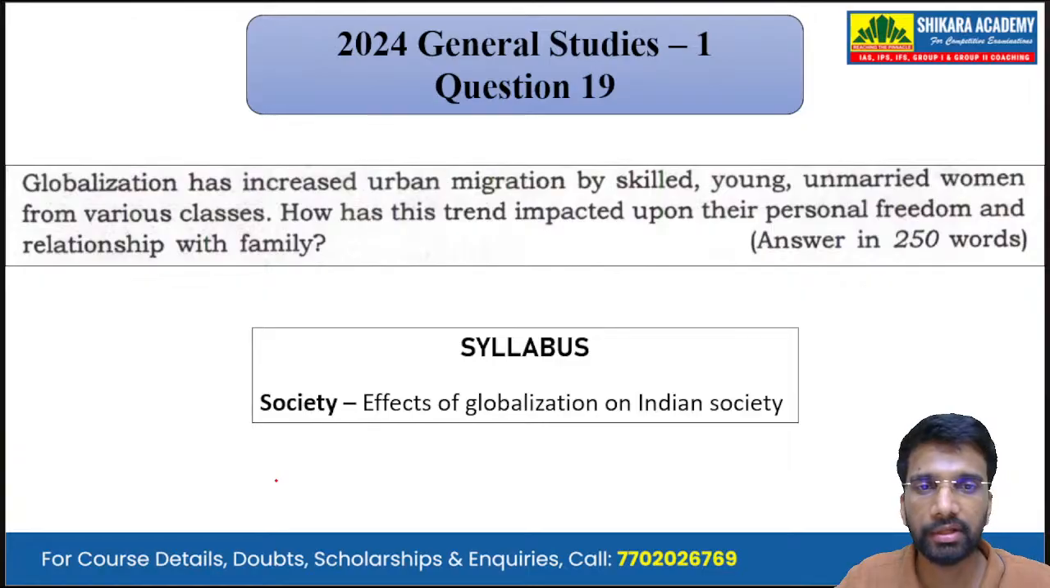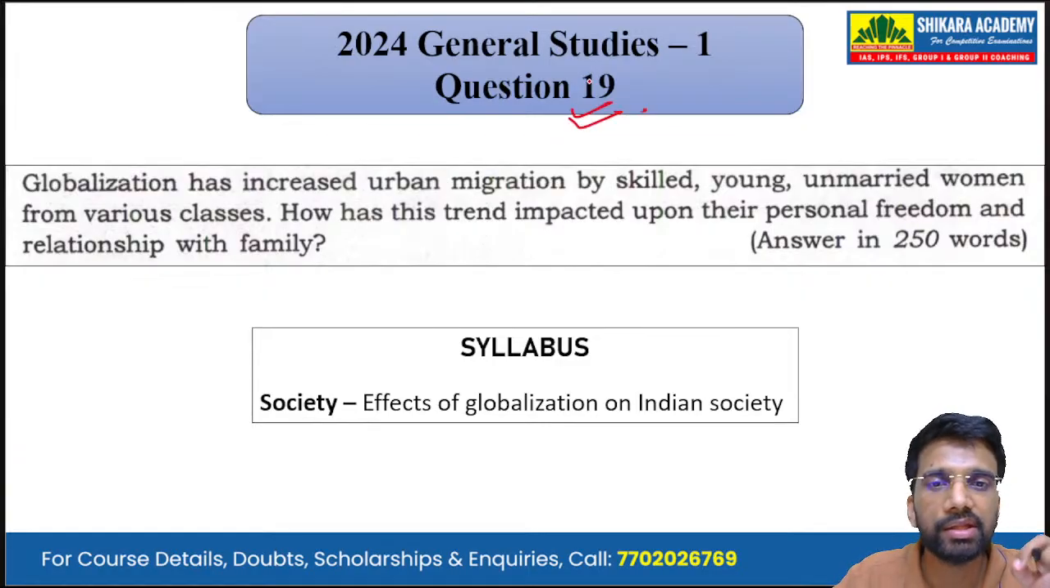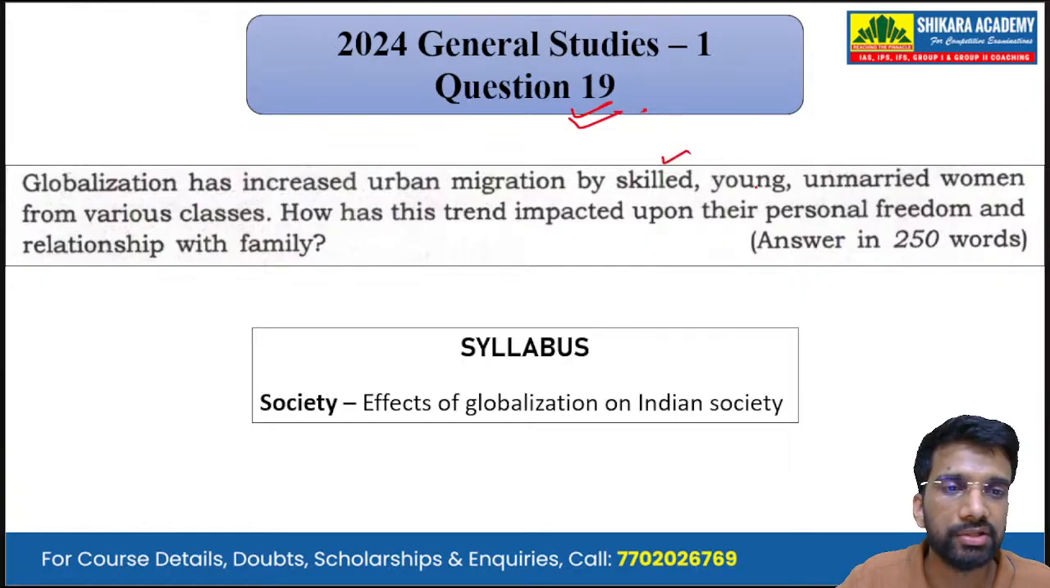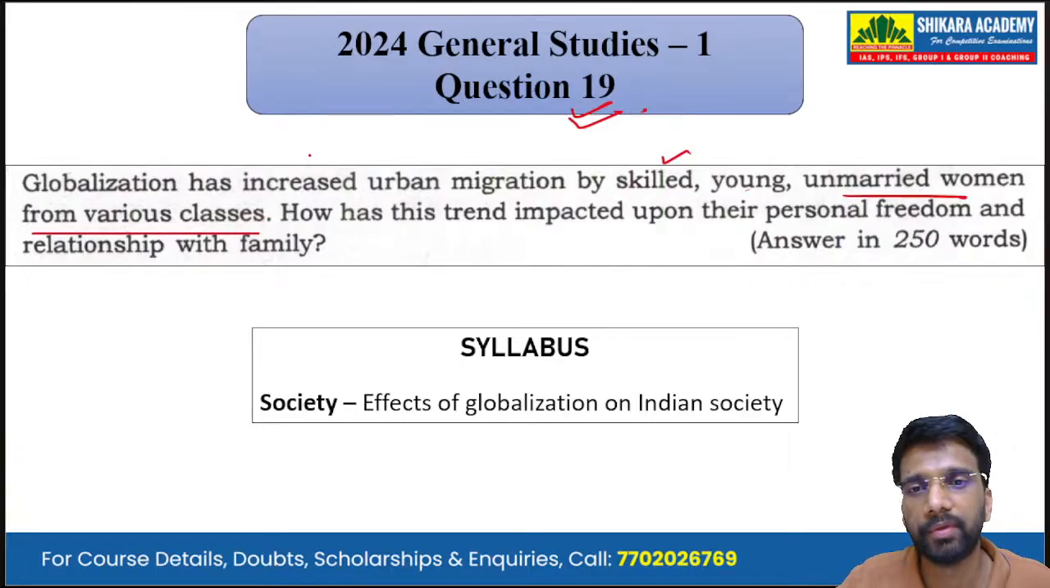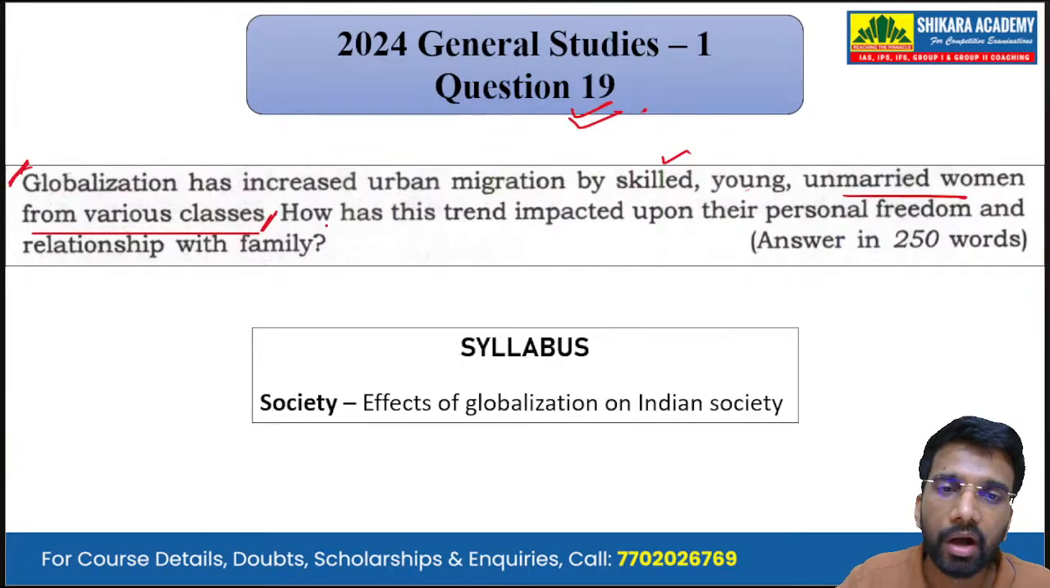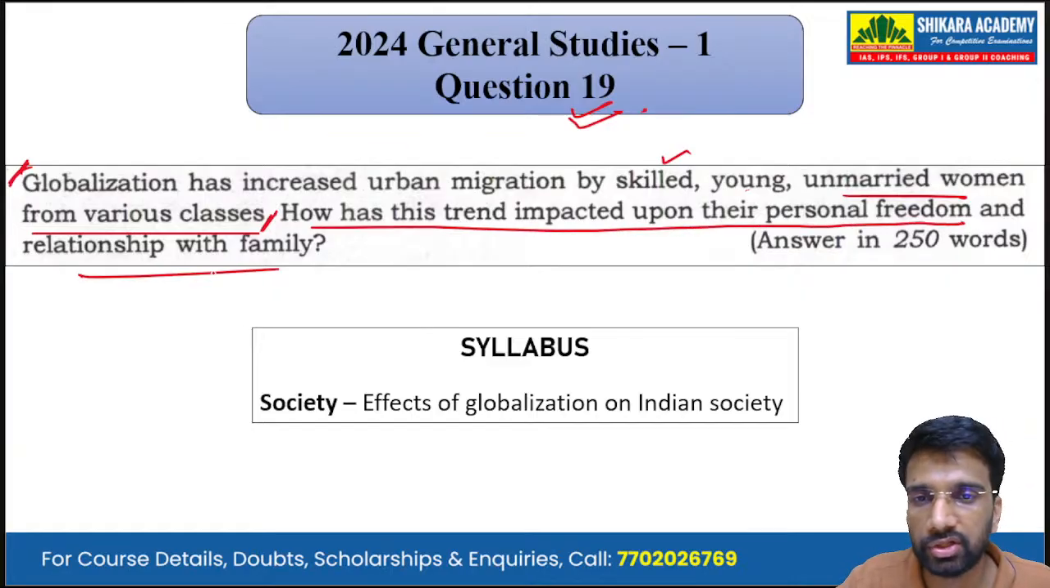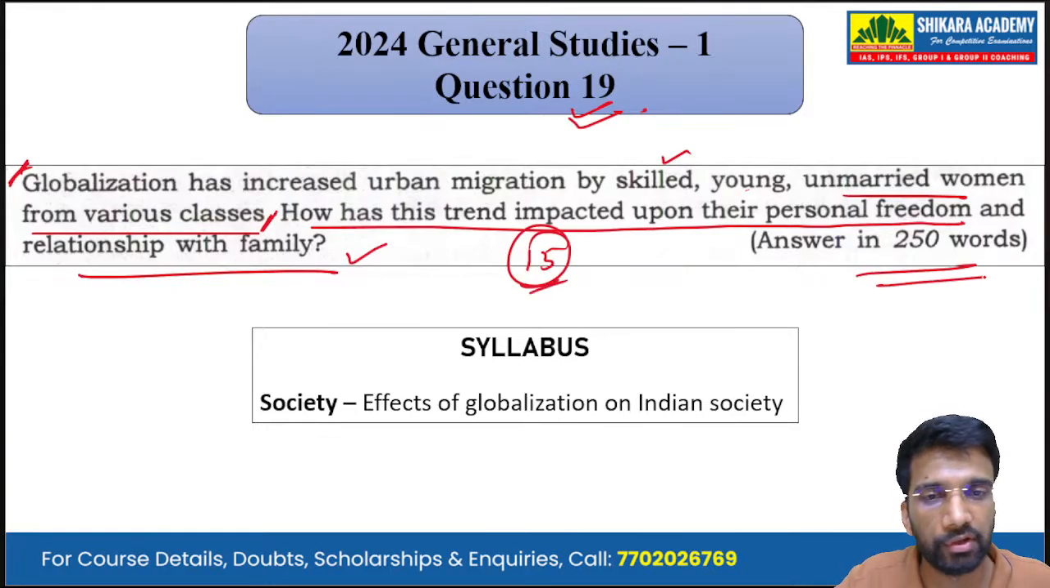Moving on to the next question, that is question number 19. Globalization has increased urban migration by skilled young unmarried women from various classes. Okay. Now, this is our introductory statement. How has this trend impacted upon their personal freedom and relationship with the family? A 15-mark question that we have to answer in 250 words.